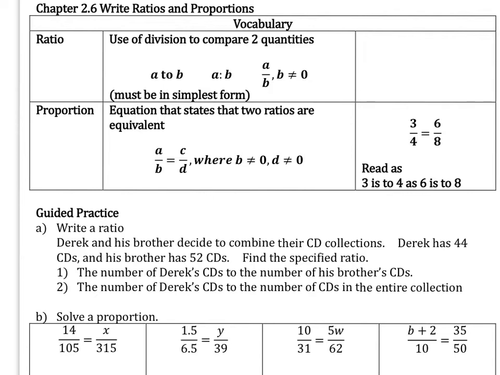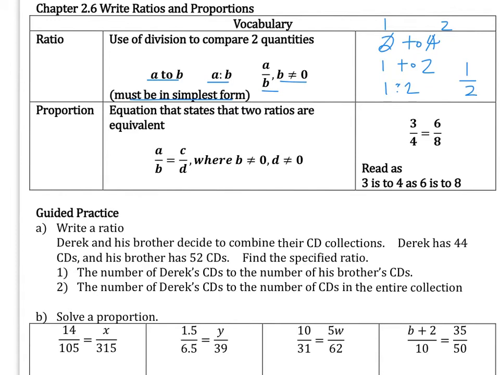So remember, you can write it as A to B, A with a colon in between, or as a fraction, A over B. But B cannot be 0. And this must be in simplest form. So for example, I could write 2 to 4, but I need to simplify this. 1 to 2. Or I could write it as 1 with a colon in between, 2, and 1 over 2.